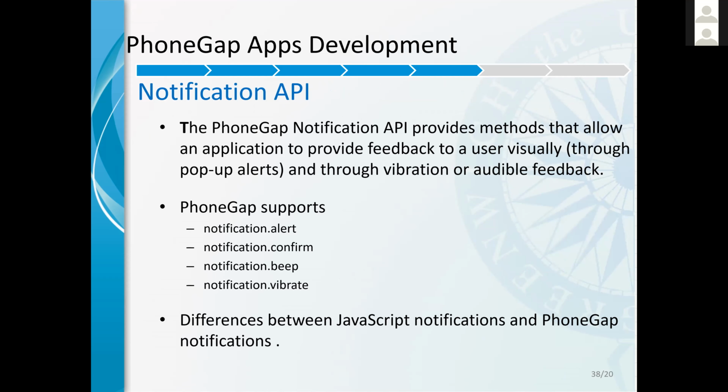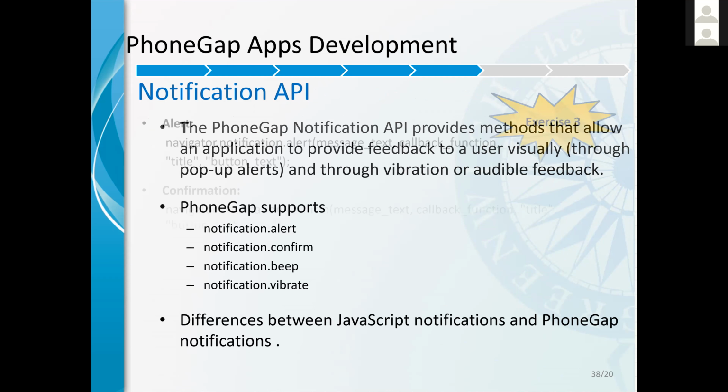The next one, you mean the alert and confirm. We have not done this one. So the PhoneGap notification provides methods that allow the application to provide feedback to the user through pop-up alerts and through vibration or such. So this was events, and this is now the notification. You have notification alert, notification confirm, and beep or vibrate. And those are some ideas.